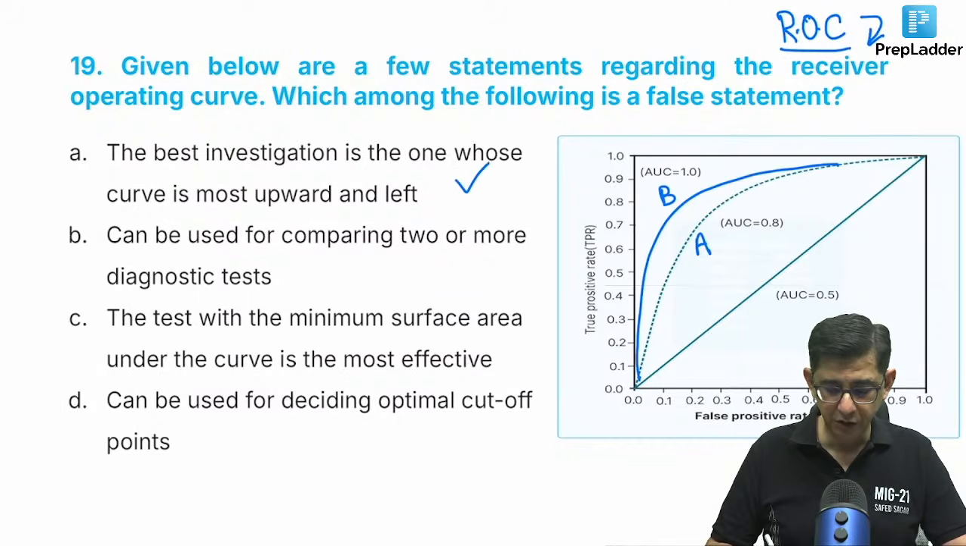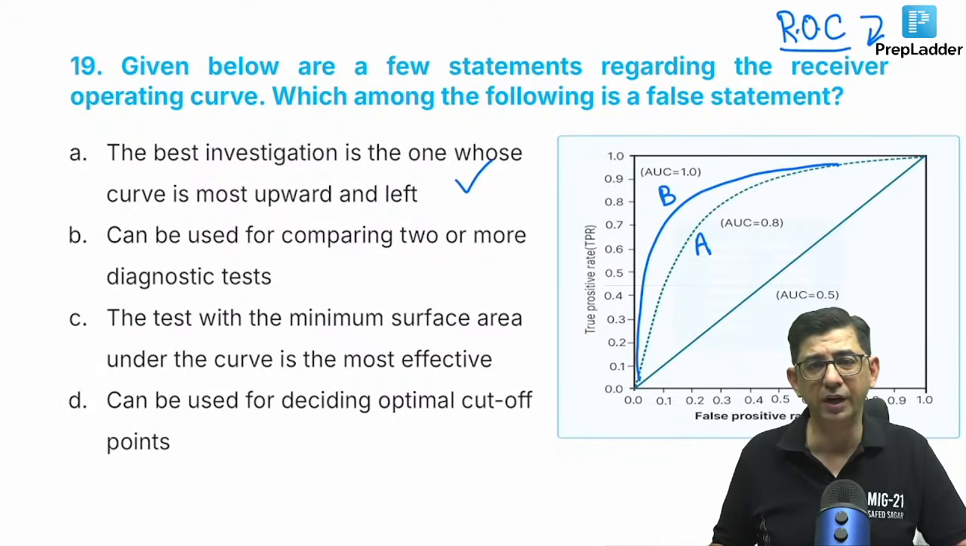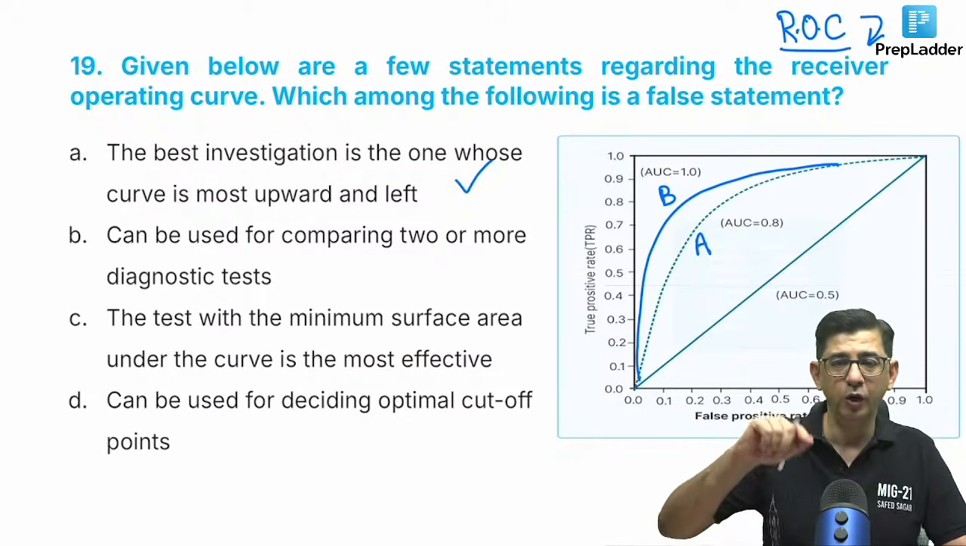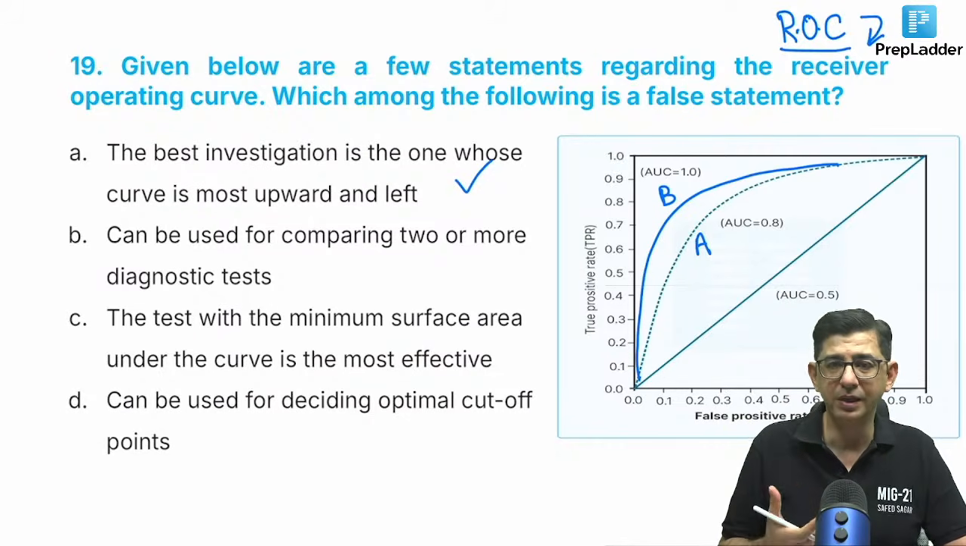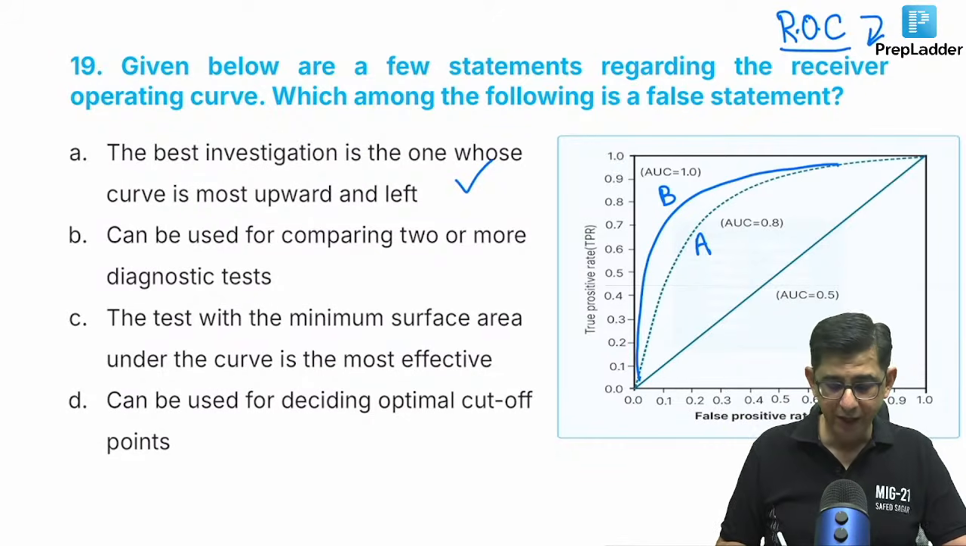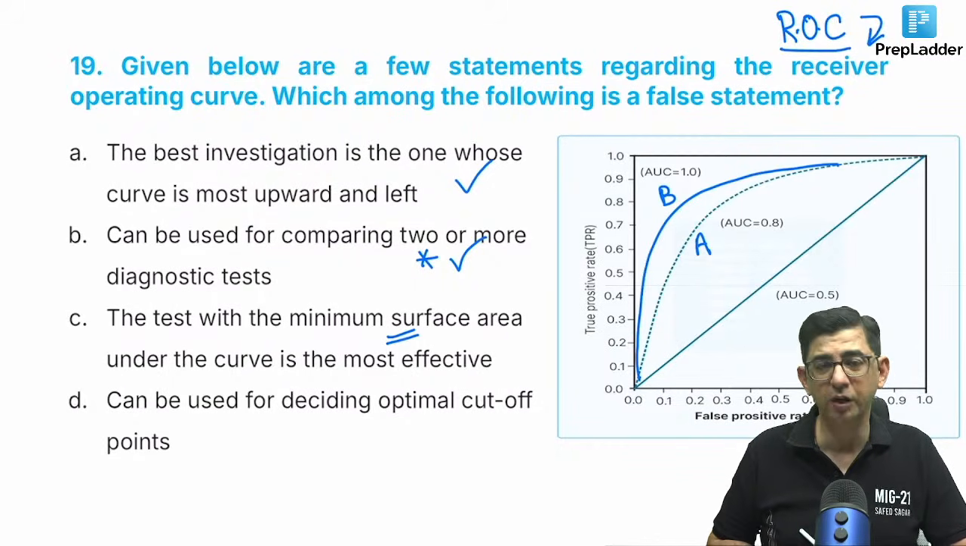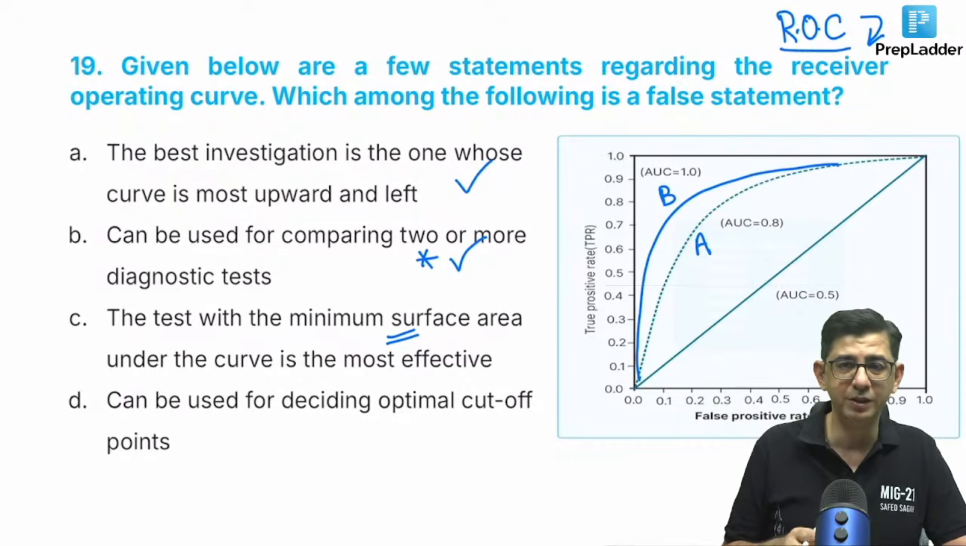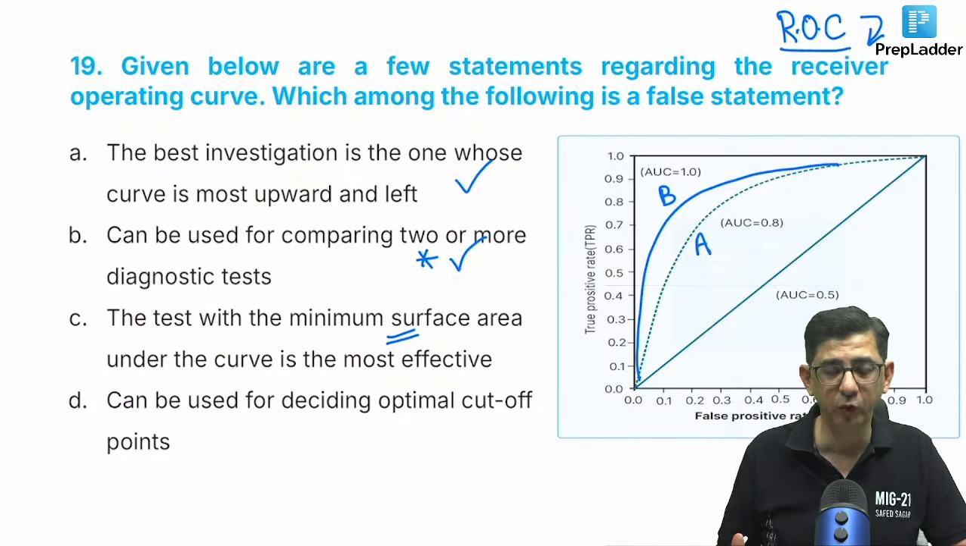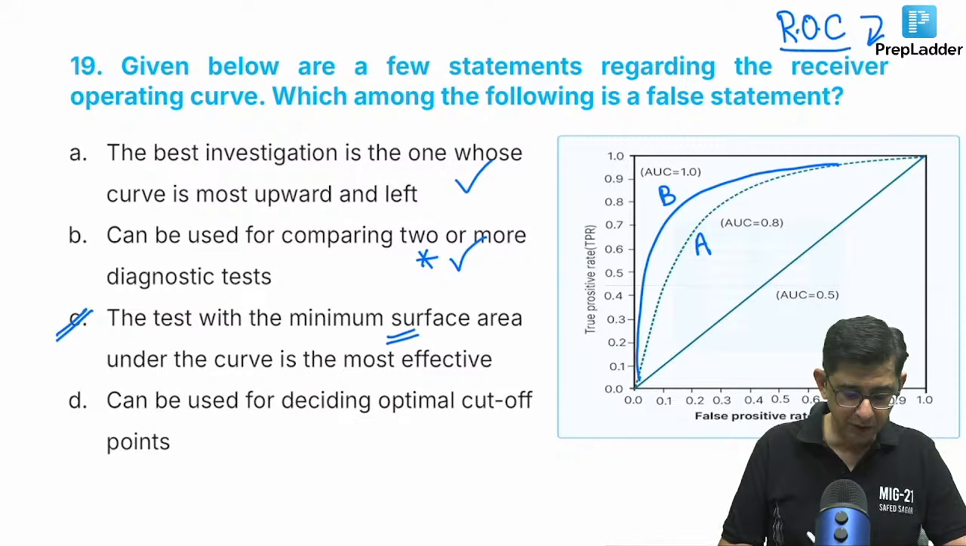So the best investigation is where the curve is upward and left. That's understandable. As I said, the higher the convexity in the curve, the more accurate the test. It can be used for comparing two tests, so this also makes sense. But if you look at C, it says minimum surface area under the curve is most effective. It is the opposite, it is the maximum surface area under the curve that would be most effective. So option C in this case can be ruled out.